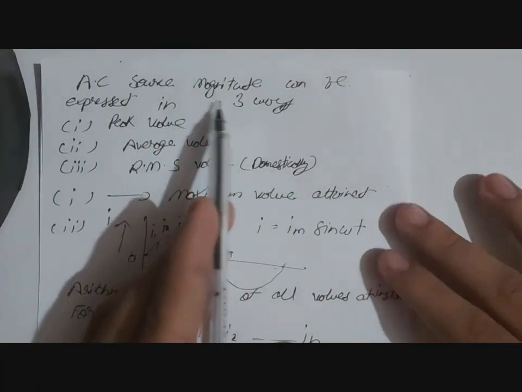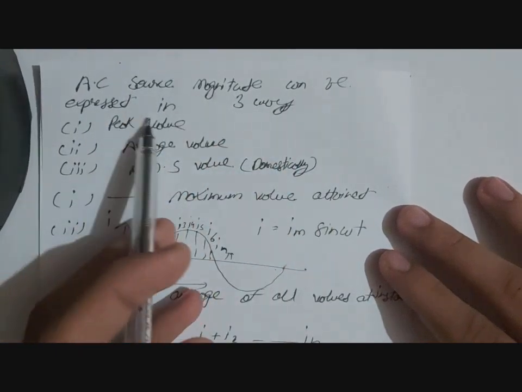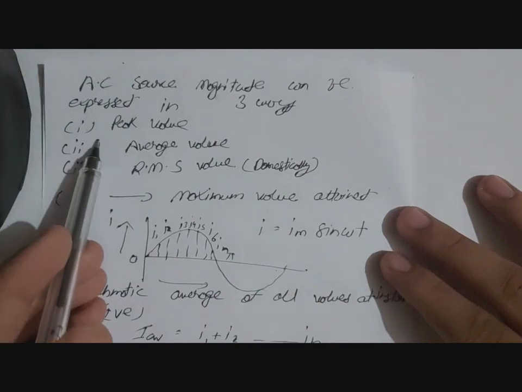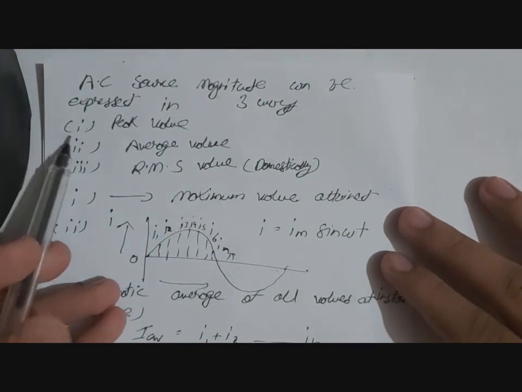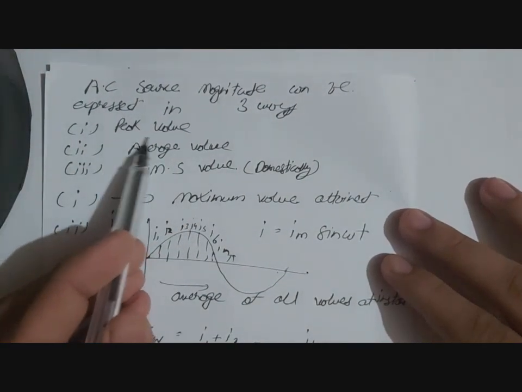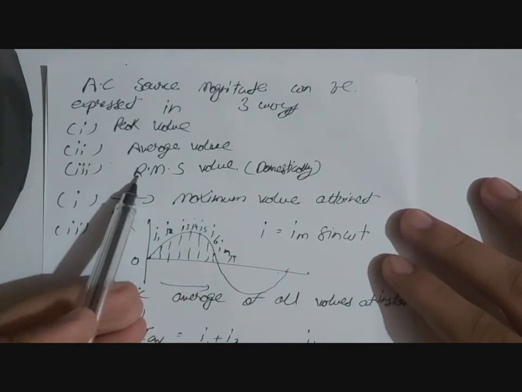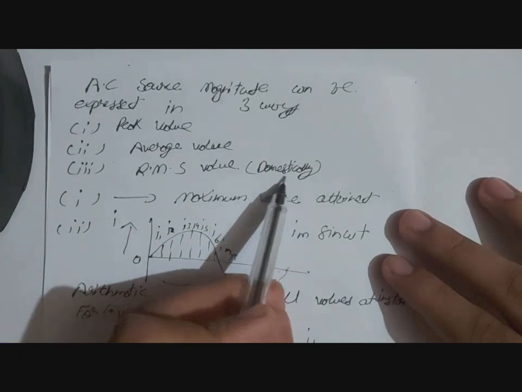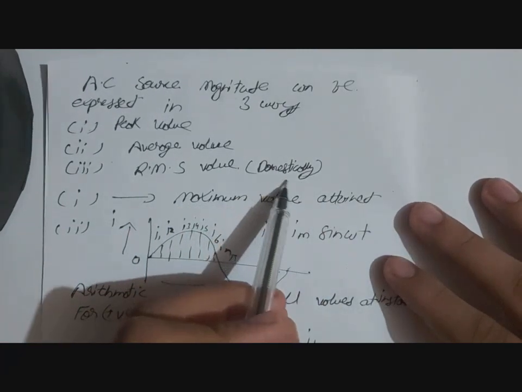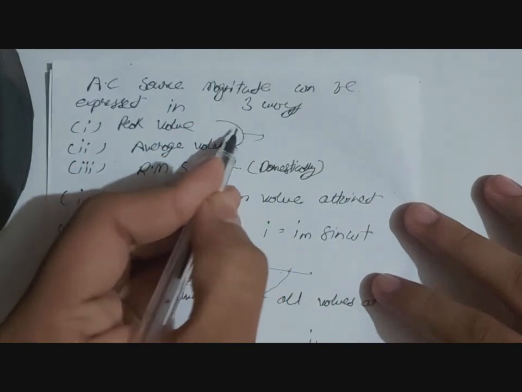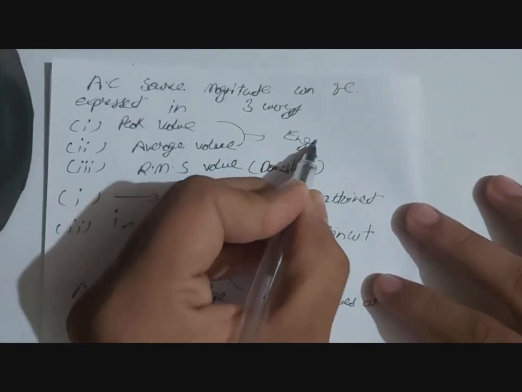AC source magnitude can be expressed in three ways. So what are these three ways? We learned these in previous classes. First, peak value. Second, average value. And third, RMS value. RMS value is used domestically. Domestically, we use RMS value. And these two are used for engineering purposes.